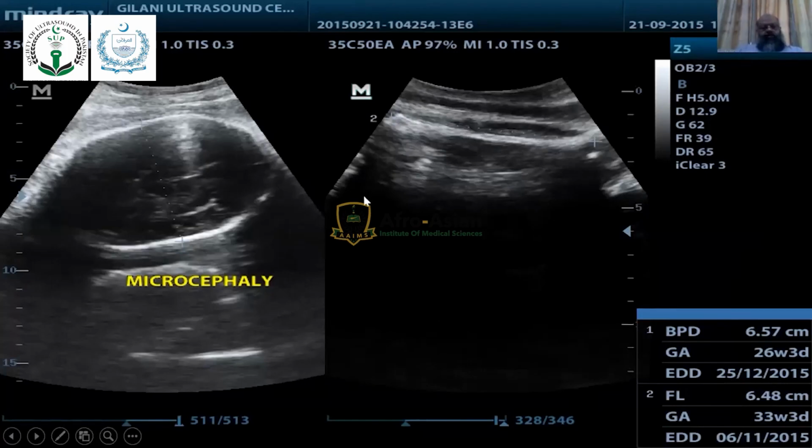Again, there is a difference, but keep in mind before giving the diagnosis of microcephaly, you have to rule out asymmetrical IUGR, brain sparing phenomena, and dolichocephaly. We have to see the abdominal circumference, femur length, head circumference, and BPD, all 4 parameters before we diagnose that there is a difference of more than 3 standard deviations or 3 weeks between abdominal circumference, femur length as compared to head circumference and BPD.